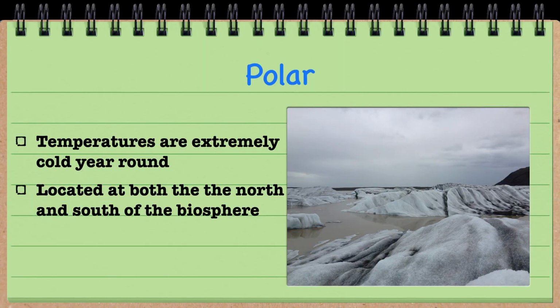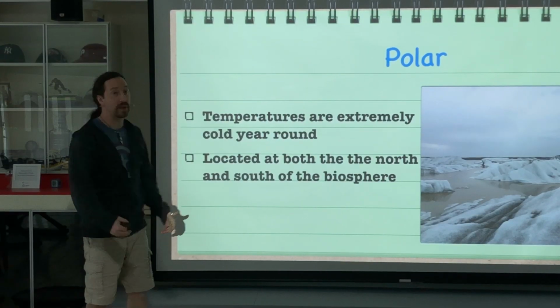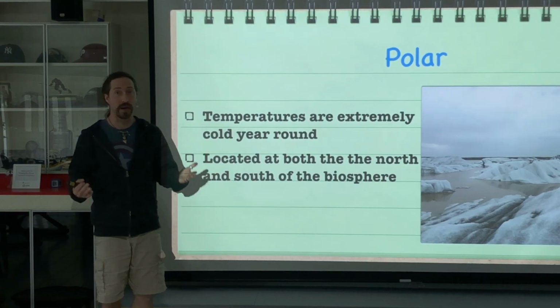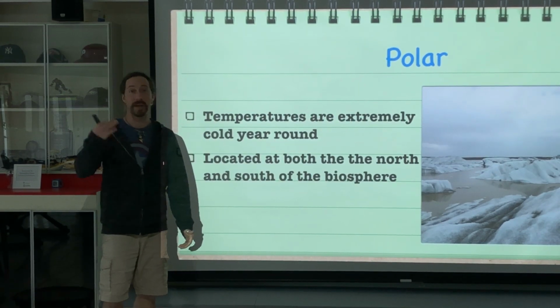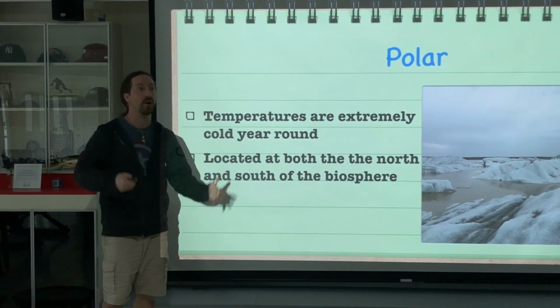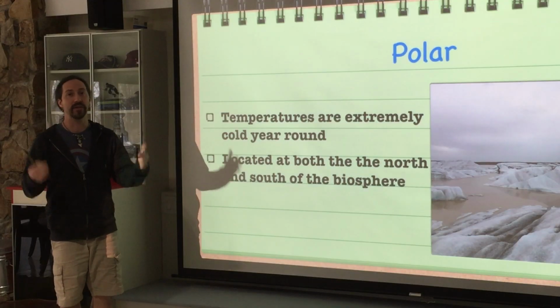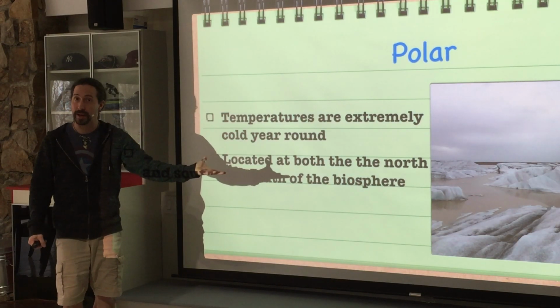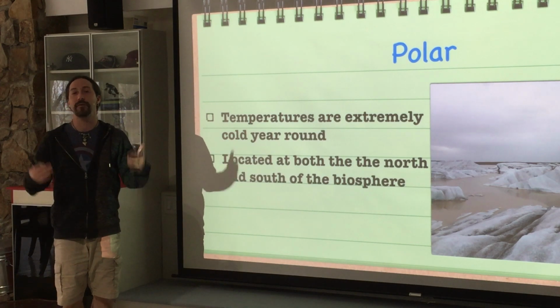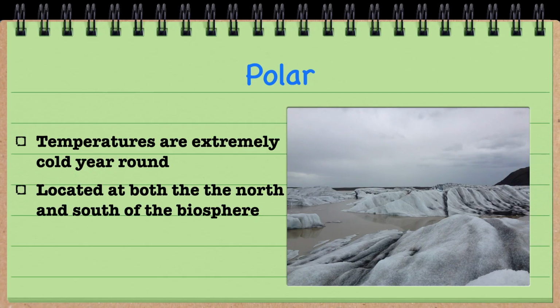In the polar biome, you'll notice temperatures are extremely cold year-round. It's located at both the north and the south of the biosphere. So the extreme north and the extreme south of our biosphere, basically the Arctic and the Antarctic, are going to be where we have these different biomes. And you'll notice there's not a lot of plants there. In fact, plant life is pretty much devoid. Typically, they don't get much precipitation, and there isn't much soil.